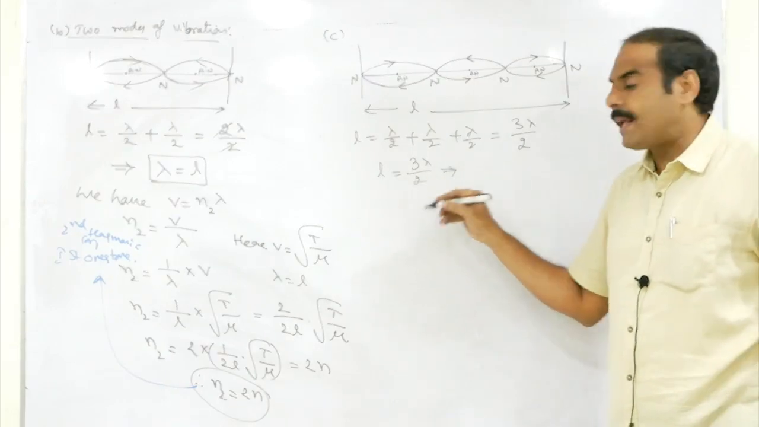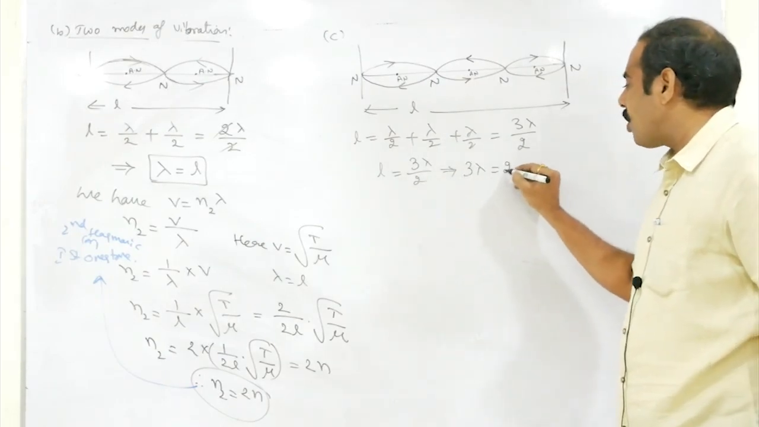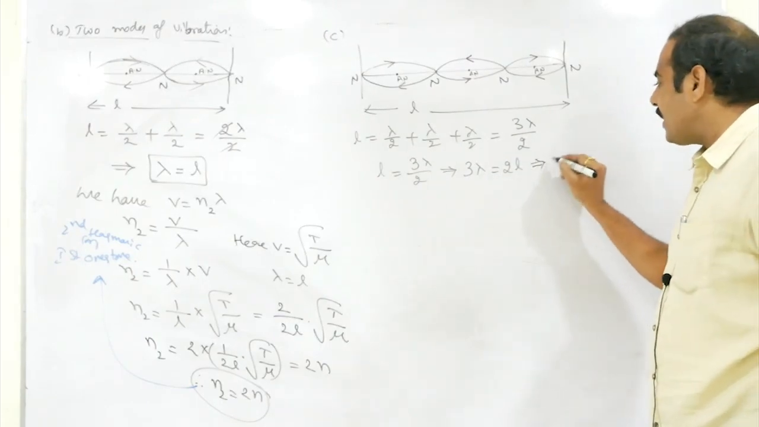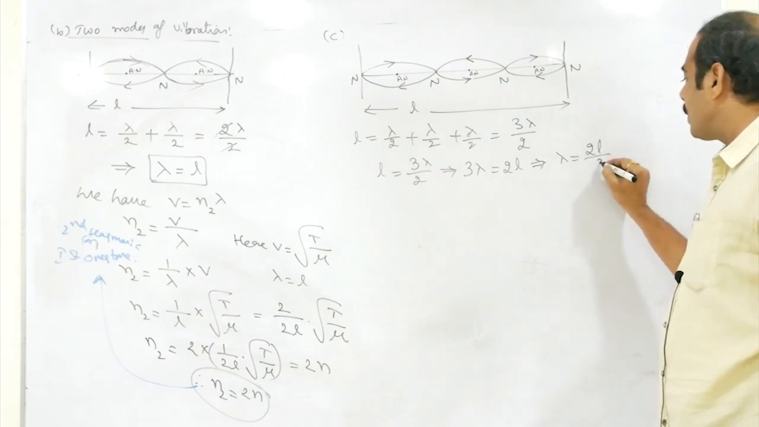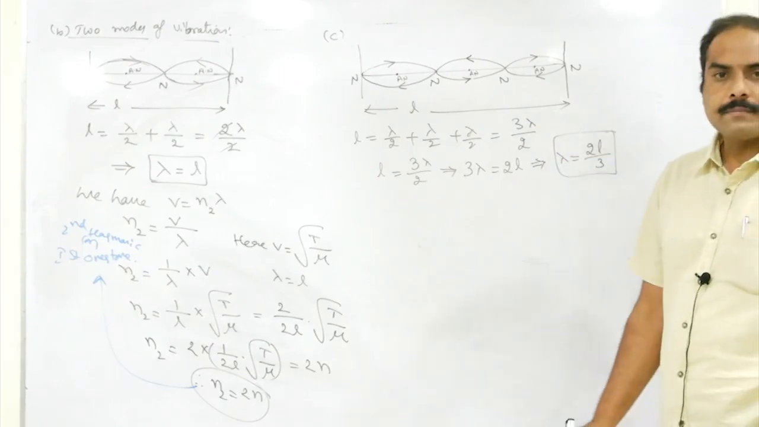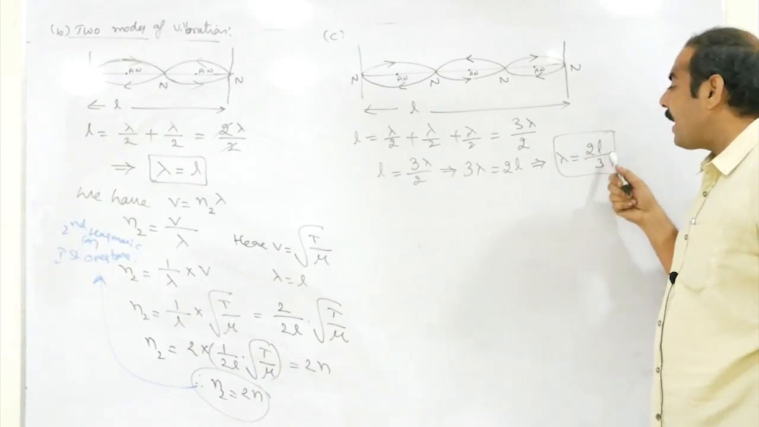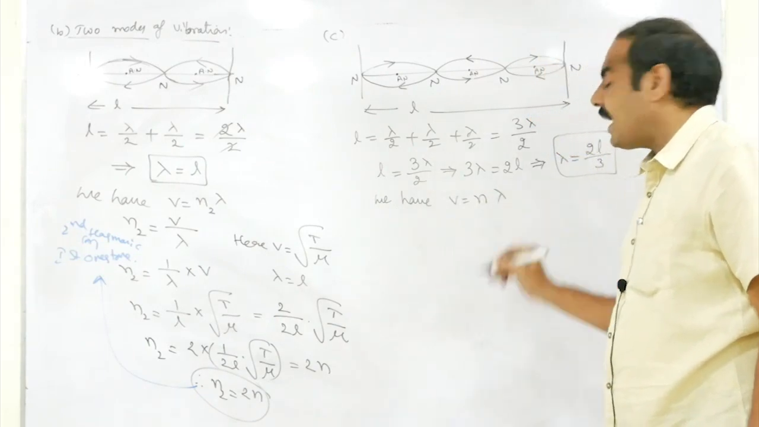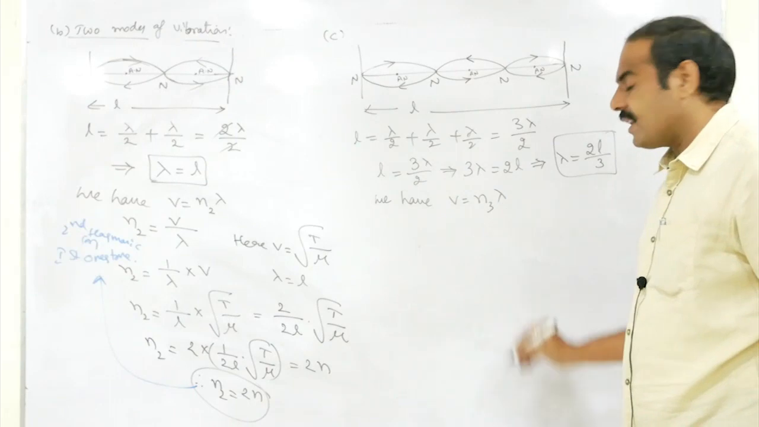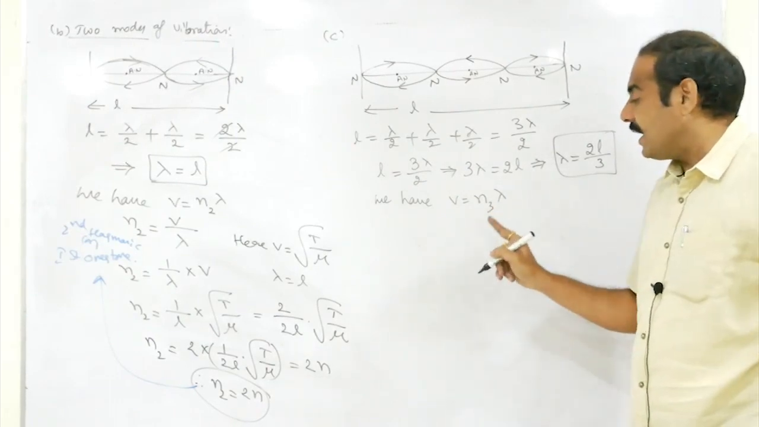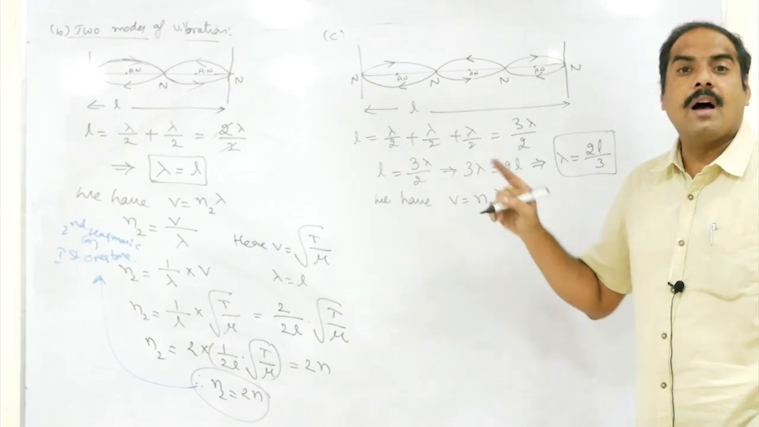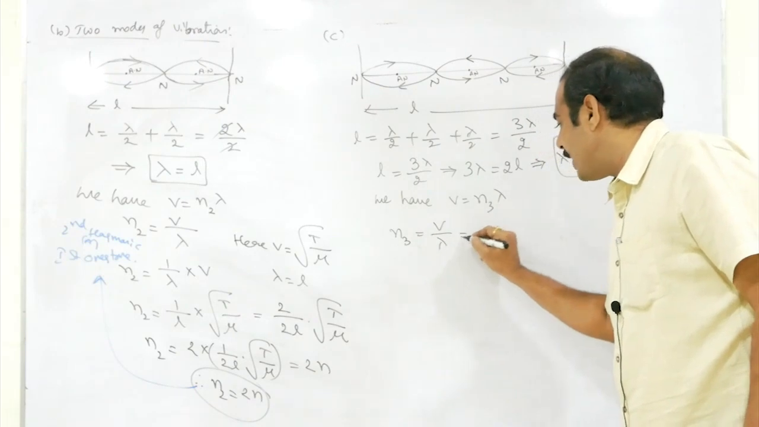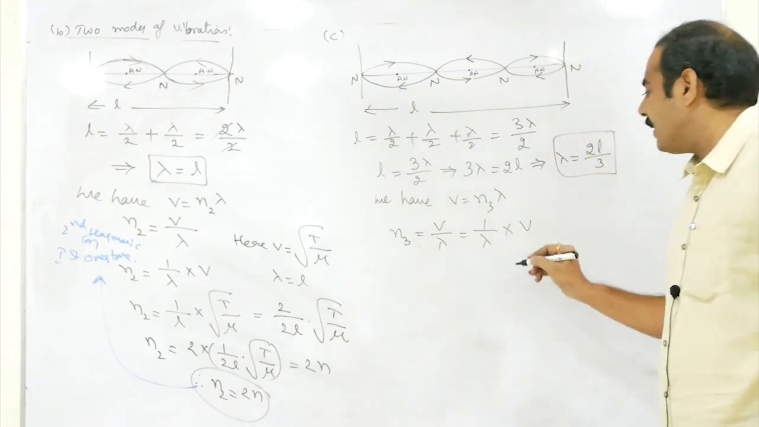Now, cross multiply this equation. 3 lambda is equal to 2L. From this, what is lambda? Lambda is equal to 2L by 3. Again, we have V is equal to n lambda. Here in the place of n, what can we write? 3, so n3. Why? What is this 3? 3 indicates 3 segments or 3 loops. Therefore, n3 is equal to V by lambda. You can write this as 1 by lambda into V.